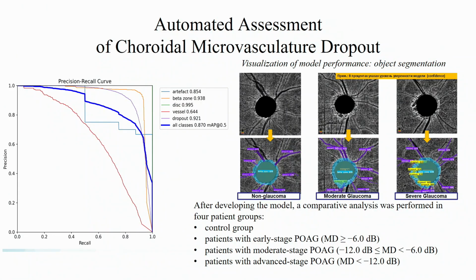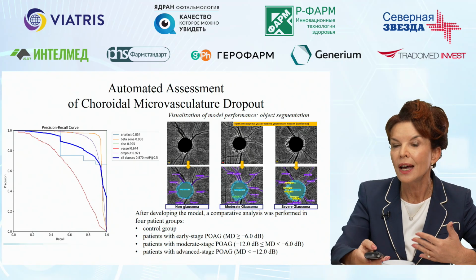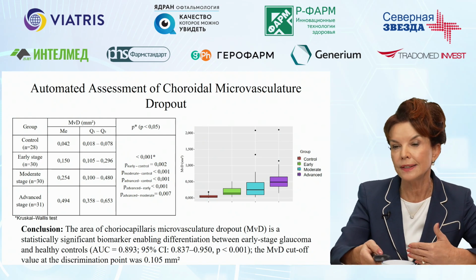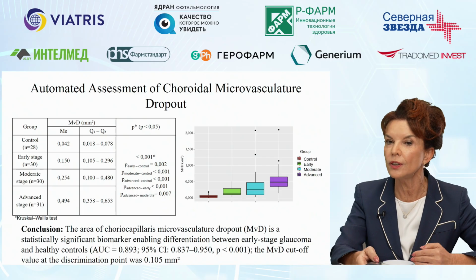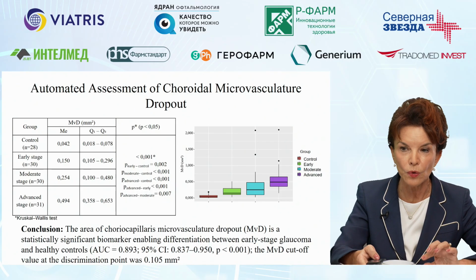You can see the area under the curve. This is the ROC curve, which has 0.92 area under the curve. Then we divided the patients into three groups, depending on the stage of the disease, to see how this parameter corresponds to different stages of the disease. And from stage to stage, the choroidal vasculature dropout area will be increased.